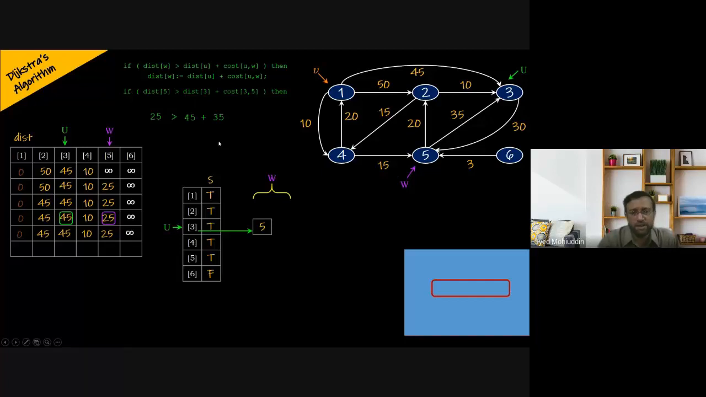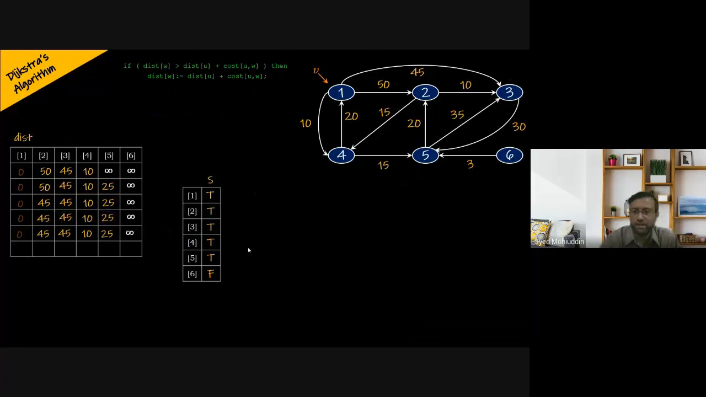So instead of performing the relaxation rule, we can directly look at the array S for vertex W. If it is false, then we'll try to apply the relaxation rule. If it is true, we will not apply the relaxation rule. That way, we will be able to save computation time. Then obviously this is done. The last instance we have is vertex 6, which is the only left out vertex. All the other vertices are true.